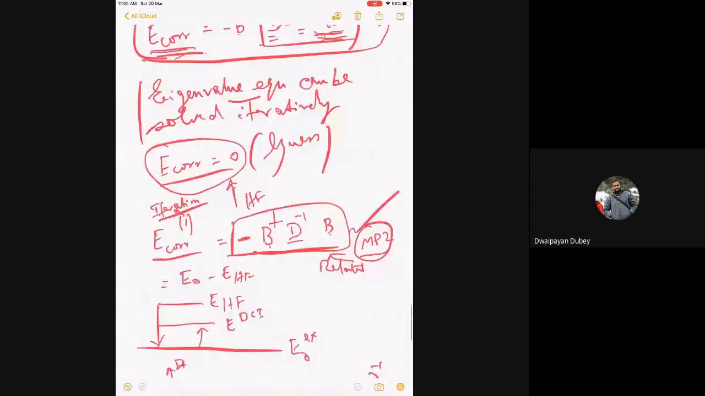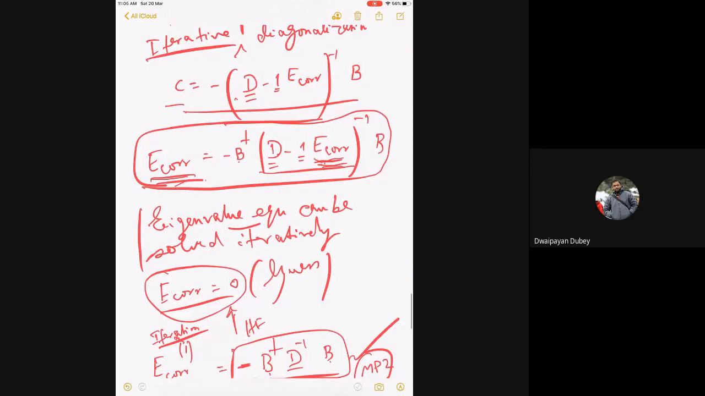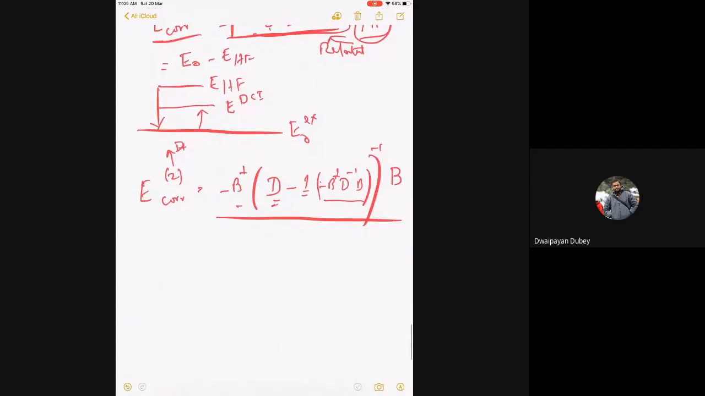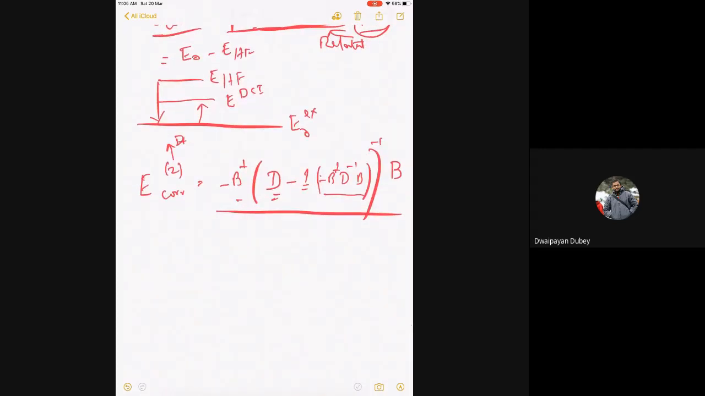Next time, here I will put the second iteration value. I'll get the third iteration. Do you understand? In a way, this is like expansion. You are right. If I do inverse expansion, I will also get a power series in E correlation. I'm in a way generating those terms of the power series in a different way. So these kinds of solutions are called iterative solutions to the diagonalization of a CI matrix.